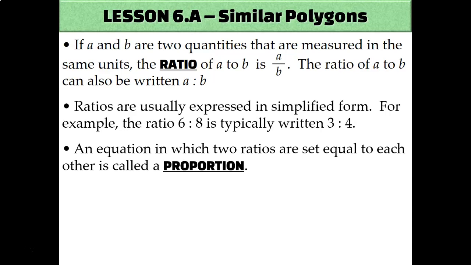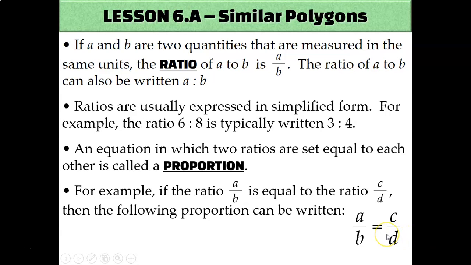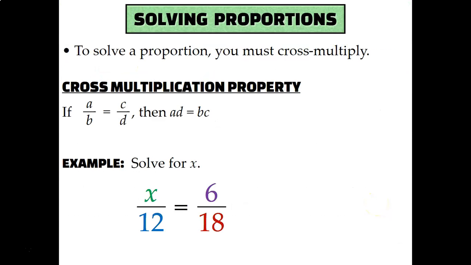And a proportion is when you set two ratios equal to each other. For example, A over B equals C over D, that would be a proportion, because it sets the ratio A over B equal to the ratio C over D. We can solve equations that look like this with the cross-multiplication property. The cross-multiplication property says that you can multiply the numerator of one fraction by the denominator of the other, and set that equal to the denominator of the first fraction times the numerator of the second one. Let's see that in action.